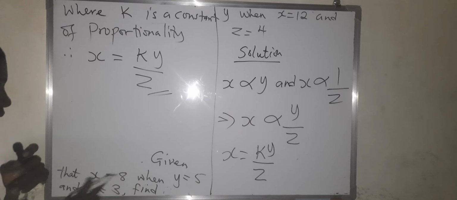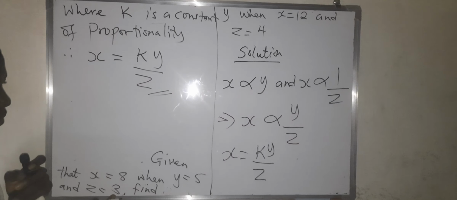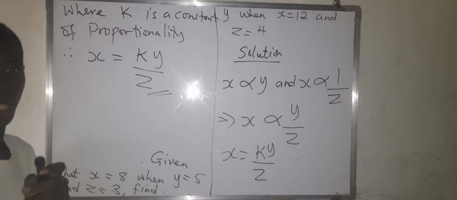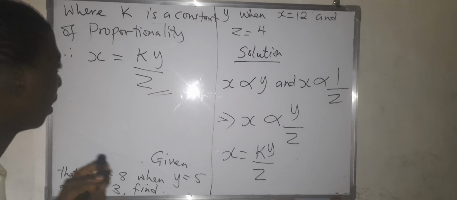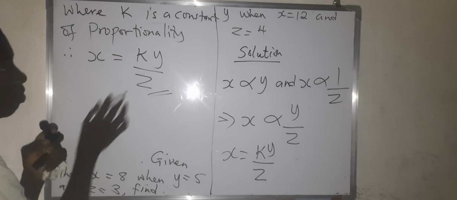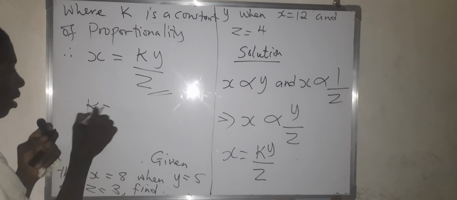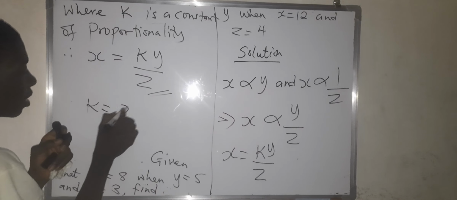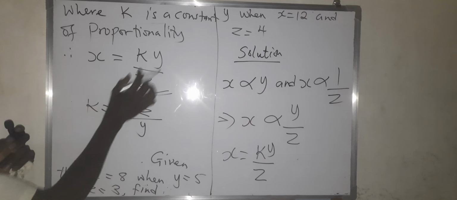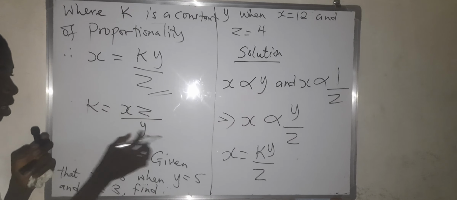Because they say, given that x equals 8 when y equals 5 and z equals 3. So we are going to use these values to find the value of the constant. Now, to find the value of the constant, we need to make the constant the subject. Making the constant the subject, we say the constant is equal to xz over y. That will be k equals xz over y.